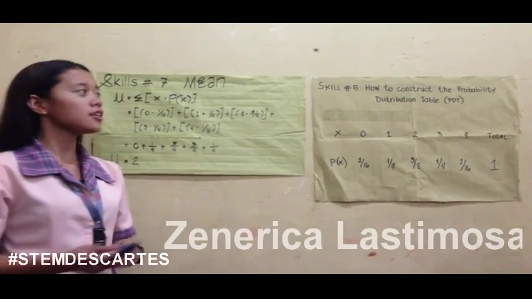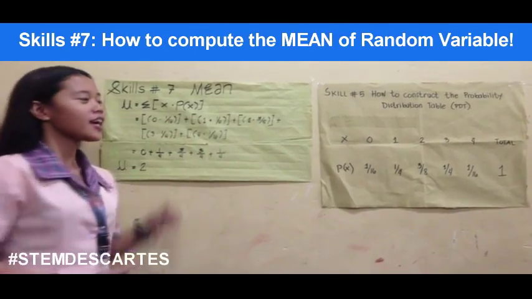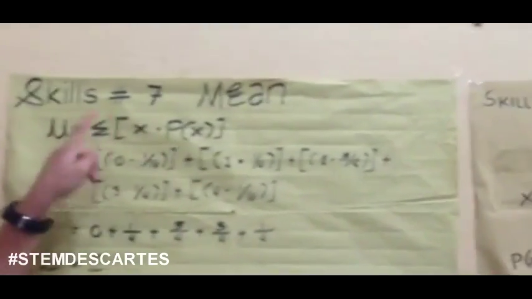Skill number 7 tells how to compute the mean of the random variable. The formula for finding the mean is: mean equals the summation of x times P(x).